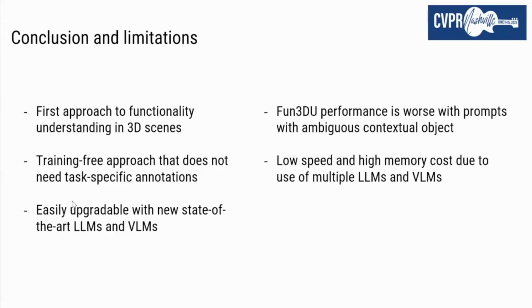We observe that performance is worse when there are prompts with ambiguous contextual objects. For example, if we are asked to open one drawer in a specific cabinet and there are other cabinets in the room, this can be a case of error. Although the view selection and the multi-view agreement are usually quite good at correcting at least part of this error. Moreover, since we use a lot of LLMs and VLMs, the speed is quite low and the memory cost is high, although compared to methods for open vocabulary segmentation, it's not that bad.